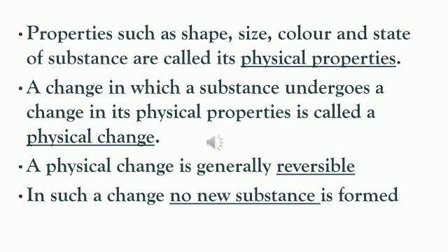Okay, so usually this physical change can be reversible. For example, ice cubes will melt into water due to temperature. Again, that water can be frozen to make ice cubes. So it is reversible. It can be brought back to its original position, original shape, original size, isn't it? So in such a change, no new substance is formed. Okay, so ice is going to melt, water is formed. Water is going to freeze to form an ice cube. So here no new substance has been formed.